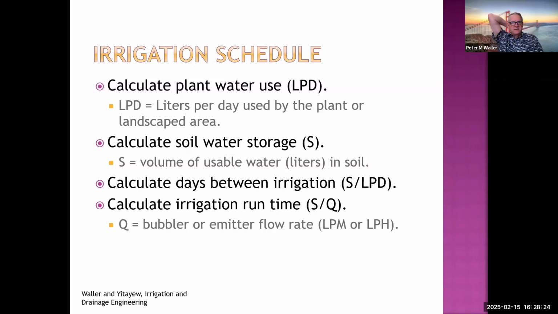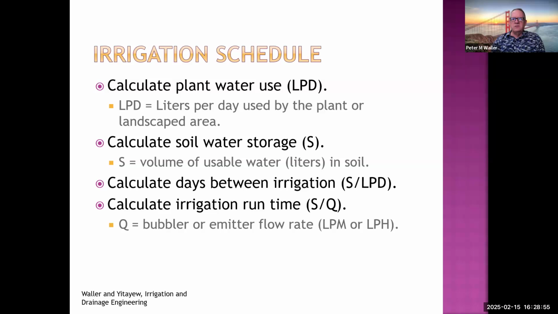Okay, so for the irrigation schedule, there's 4 steps. First, we need to calculate the plant water use. Then we need to calculate the soil water storage under the plant. Then we need to calculate the days between irrigations, or the potential days between irrigations. We wouldn't necessarily go with the calculated value here, but that would be the storage over the liters per day requirement of the plant. And then you'd calculate the irrigation runtime.